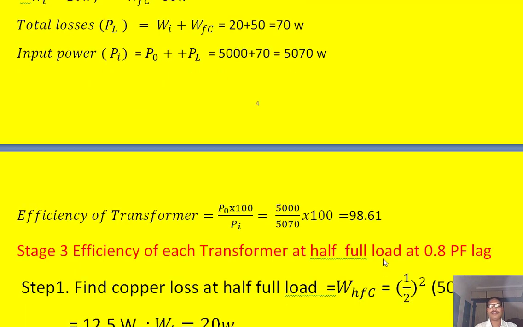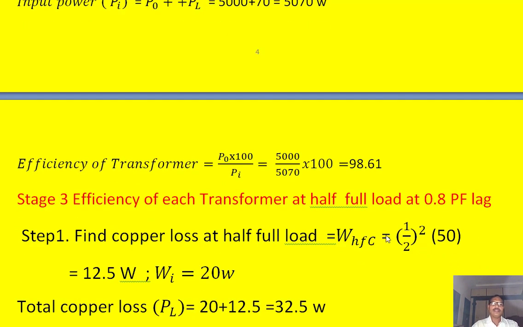There is another question that is asked. He wants the efficiency of the transformer at half full load and 0.8 power factor lagging. Here also the first step is to calculate the copper loss under this condition. That is W_HFC. Half full load means we put (1/2)² into the full load copper loss, which we know is 50. Simplifying this, we get 12.5 watts as the copper loss at half full load.